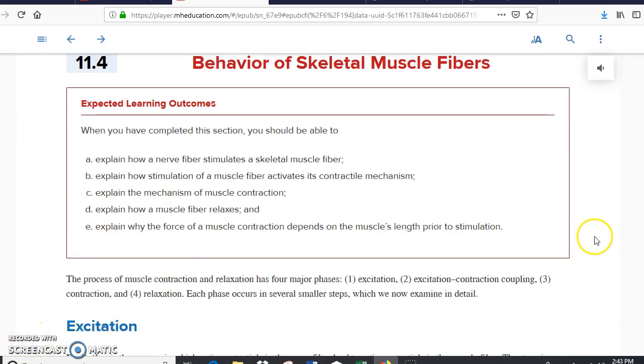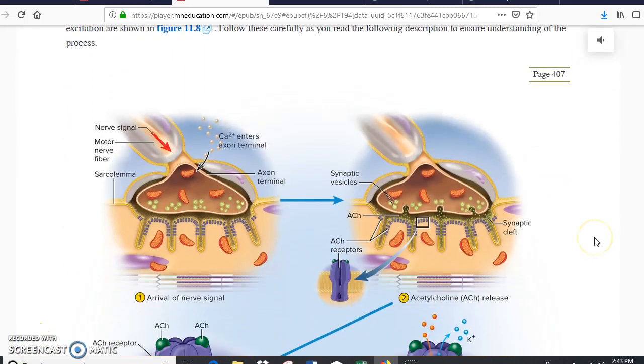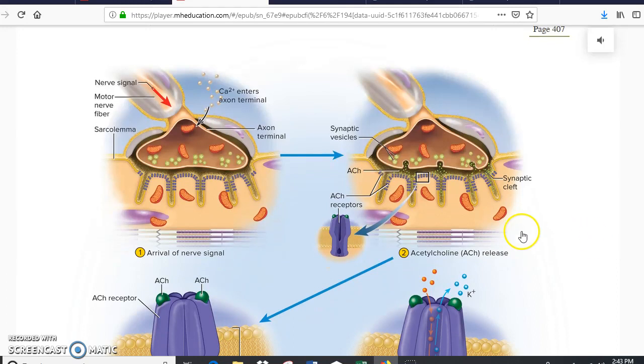So the next topic is behavior of skeletal muscle fibers, and we're going to get right here. This is something that we already covered. So here comes the stimulus from the brain using a nerve. It reaches the end of the nerve. And then what the nerve is going to do is release the chemicals. Remember we said from the vesicles that we carry here, the chemical, in this case a neurotransmitter, acetylcholine, is going to be released inside the synaptic cleft.